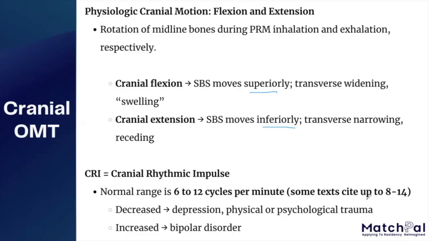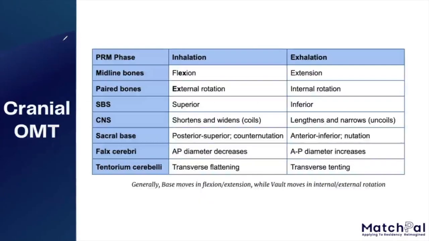The CRI can be decreased or increased if abnormal. A decreased CRI may be associated with depression, physical or psychological trauma. In contrast, an increased CRI may be associated with bipolar disorder. This table summarizes the differences between the two PRM phases, inhalation versus exhalation. This table is high yield for COMLEX. Question writers love asking questions on the different phases of the PRM, and what type of movement of what component is associated with each phase.